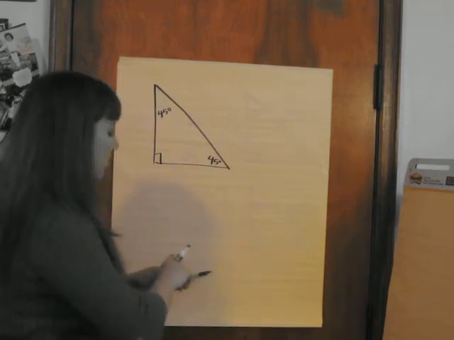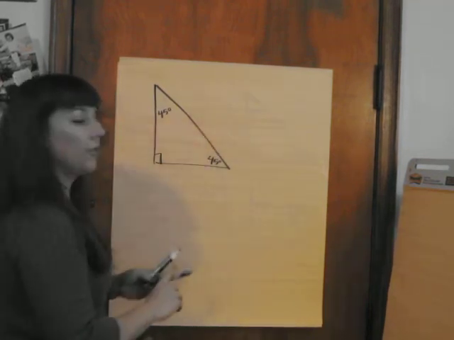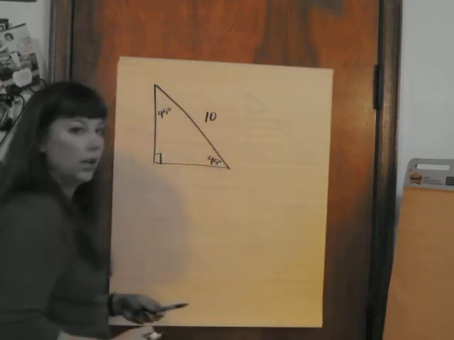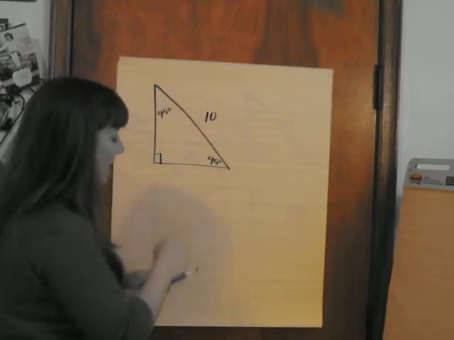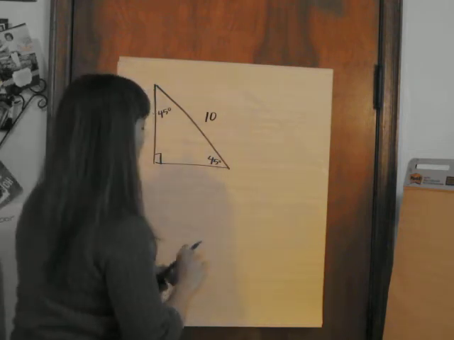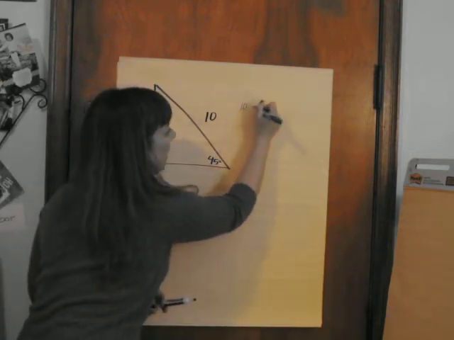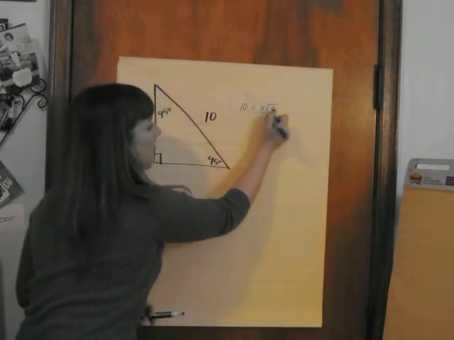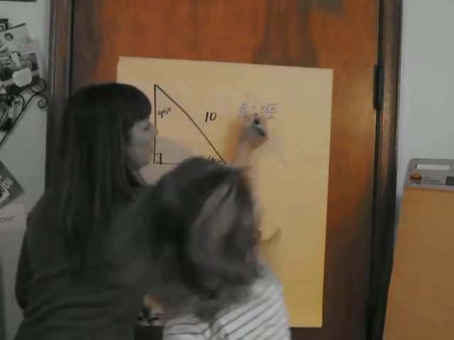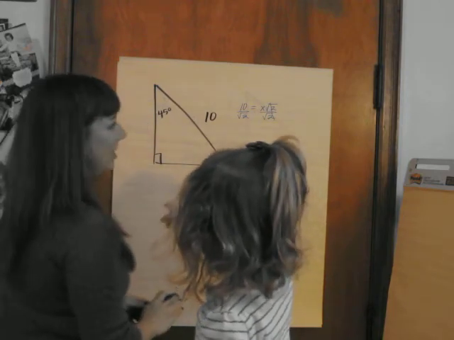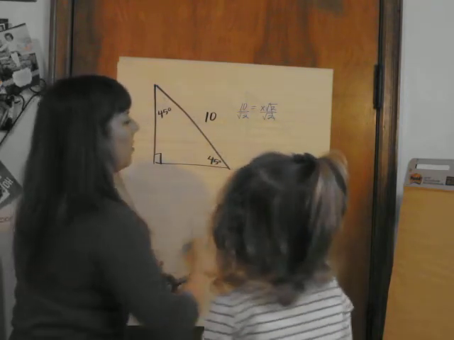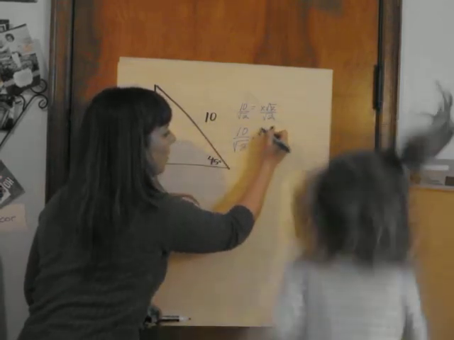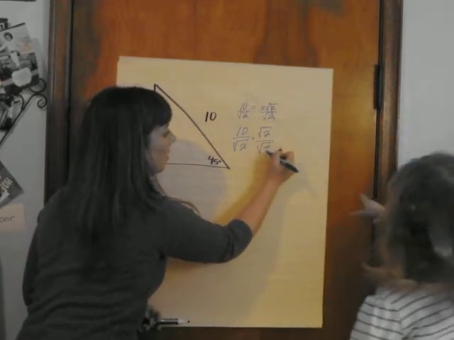So let's say the side across from 90 is a whole number. So let's say this is 10. Okay? So that means that 10 is equal to x radical 2. So we divide by radical 2. But we know we can't leave radical 2 on the bottom, so we have to do something called rationalizing the denominator.